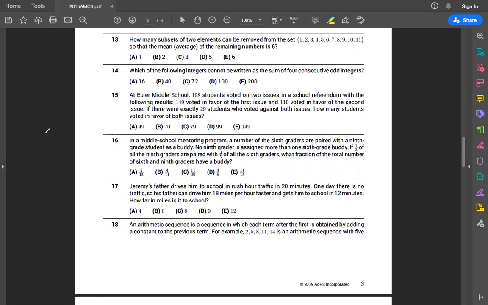So let's consider the minimum number of 6th graders and 9th graders. We could have 5 6th graders where two of them have buddies. This is the smallest possible case. And we know two of these will have buddies. Then 1/3 of all the ninth graders have buddies, so we need two ninth graders that have buddies, which means we would have 6 ninth graders.